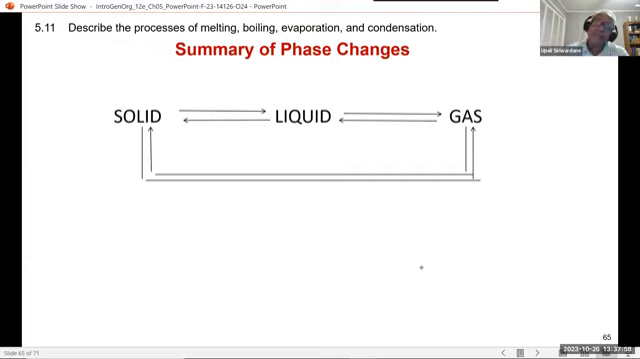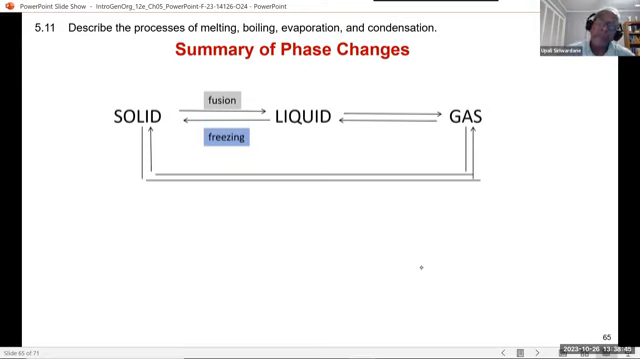The bottom lines are solid to a gas, gas to a solid. So these arrows have a specific term. When solid goes to a liquid, it's called fusion or melting. Heat is required to melt or fuse a solid. Therefore, it's endothermic. Endothermic means heat is required. When a liquid goes to a solid, it's called freezing. It's exothermic. Heat is released. Liquid has higher kinetic energy than solid. Therefore, heat is released when liquid goes to solid.